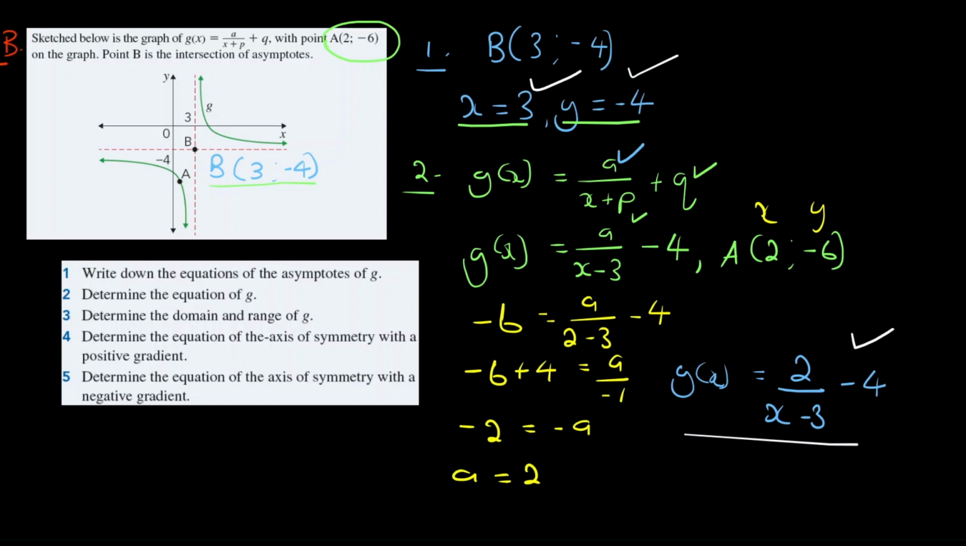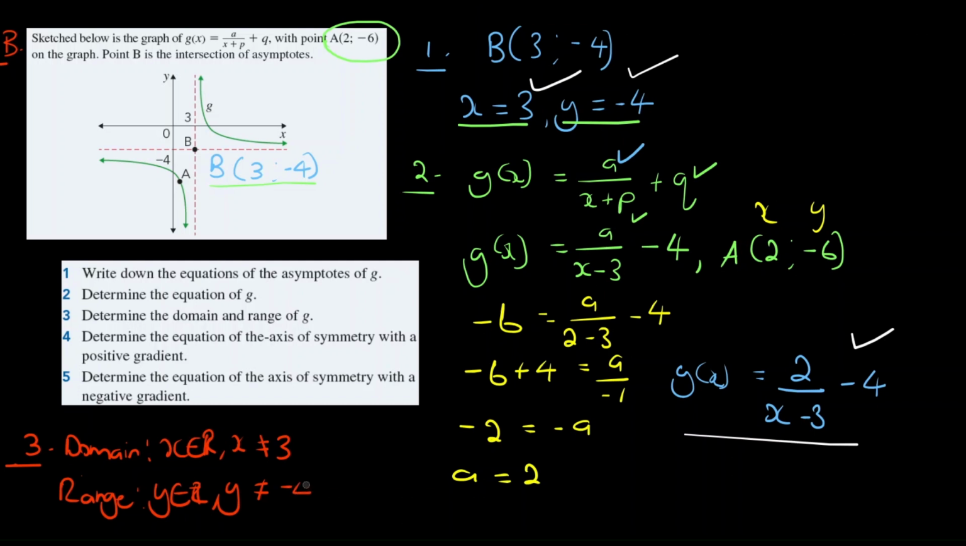Now they're asking us to determine the domain and range of g. When dealing with a hyperbola, domain and range is always the easiest. So the domain is x is an element of real numbers, but x cannot be equal to your x asymptote. The x asymptote is x equals 3. And your range will be y is an element of real numbers, and y cannot be equal to the y asymptote, which is negative 4.